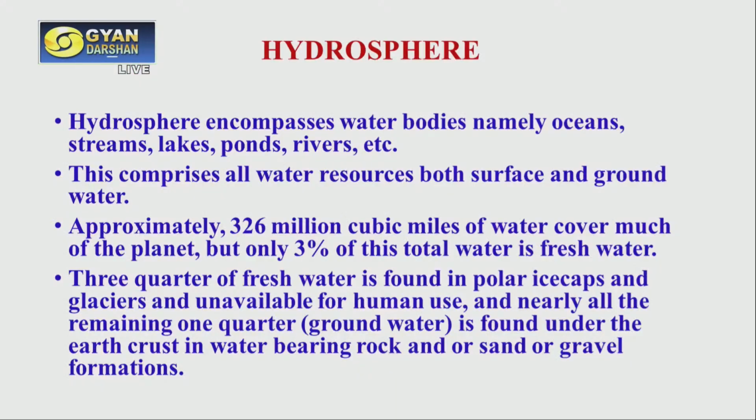After the atmosphere, let us talk quickly about the hydrosphere. Hydrosphere, as you can understand, from the word hydro, means it is related to water. So whatever is related to water comes into this component of the environment, the hydrosphere. The hydrosphere encompasses water bodies, namely oceans, streams, lakes, ponds, rivers, etc. So all these water bodies make up the hydrosphere. Wherever the water is there, that is part of the hydrosphere.